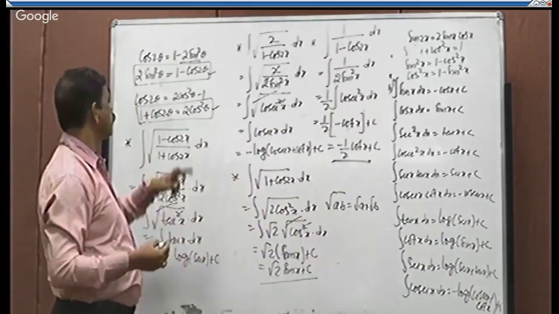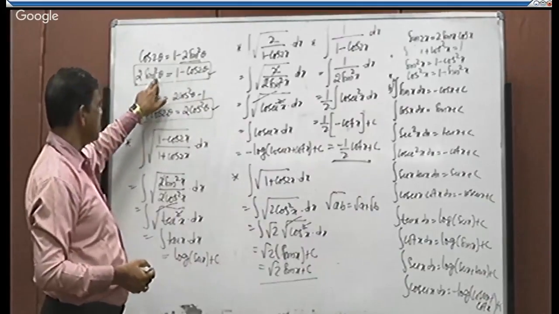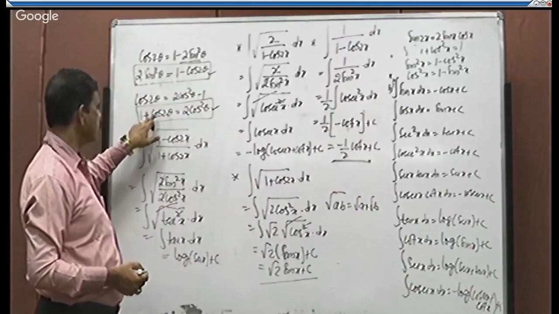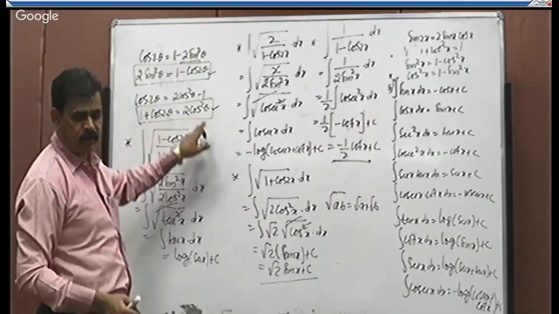So if we come across 1 minus cos 2 theta, take it as 2 sin square theta. If it is 1 plus cos 2 theta, take it as 2 cos square. Right?